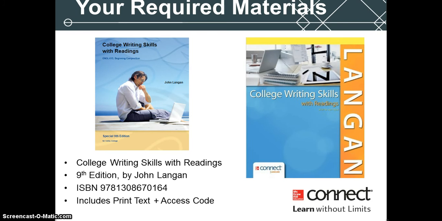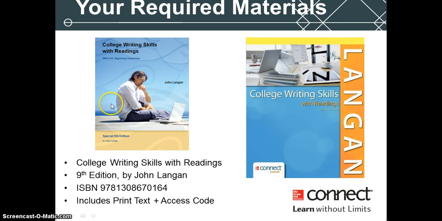The required materials for this course are going to be College Writing Skills with Readings, 9th edition by John Langan. You do not need to have a print textbook for this class. However, a Connect access code is required for everyone. And there are options with regards to purchasing the Connect code. The images I've included on this slide, the one on the left and the one on the right here, are in fact the very same book.